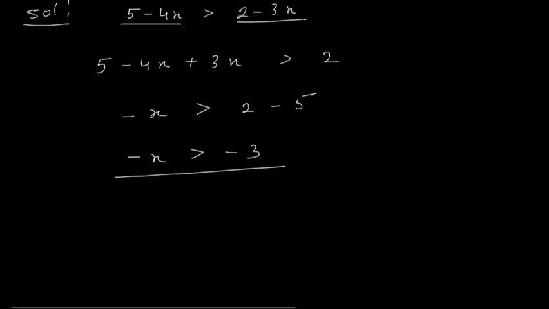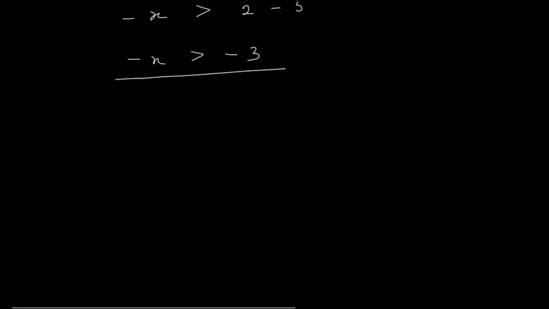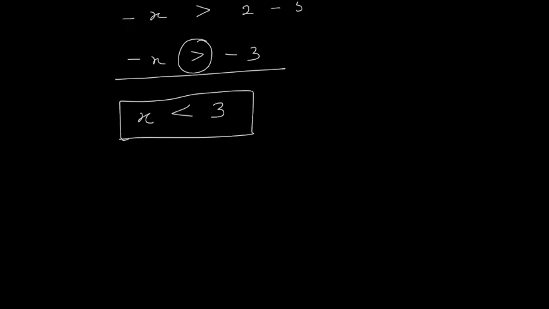Now here minus x is greater than minus 3. So to remove minus sign, what I will do, I will multiply both the sides by minus 1. So it becomes x. Now this sign, greater than, what happened to this sign? It will become less than. So x is less than 3. Okay, this is your solution.